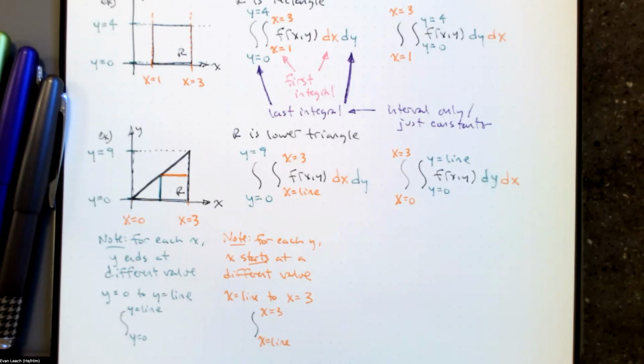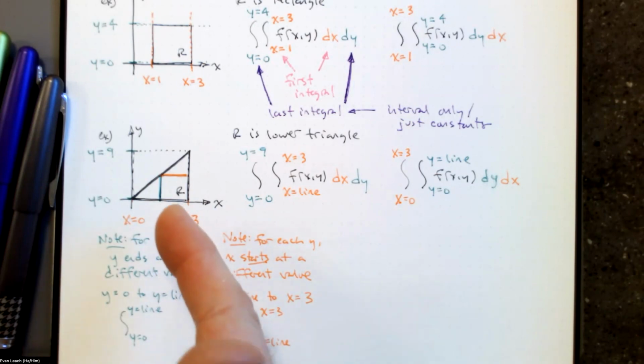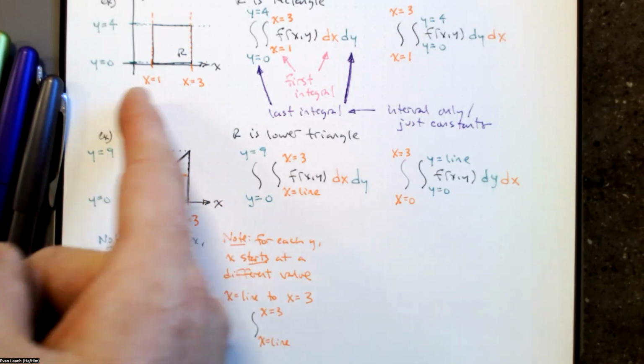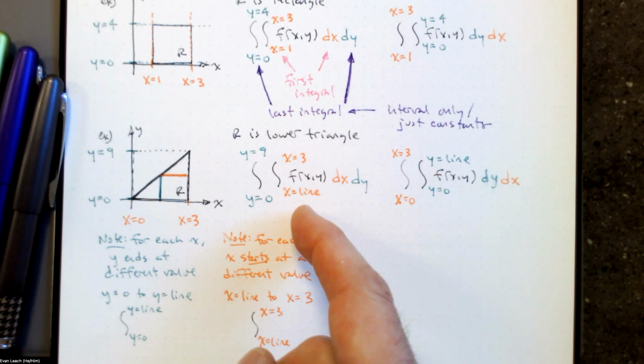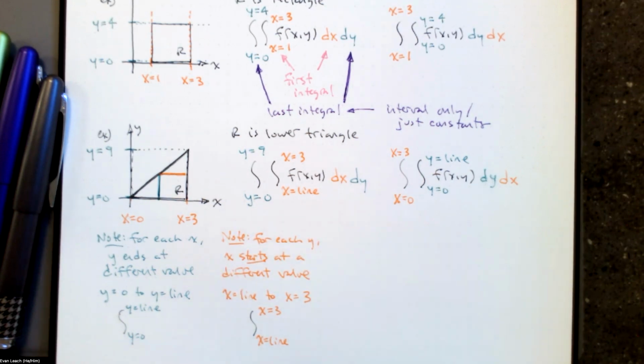So we're saying what's x between and what's y between. We're trying to describe things like a rectangle. And there's two orders we can do this, dx dy or dy dx. The last integral can only use constants. It has to be an interval. So any curve or variation that we have, that's taken care of with that first integral. That's where any variable parts need to show up.